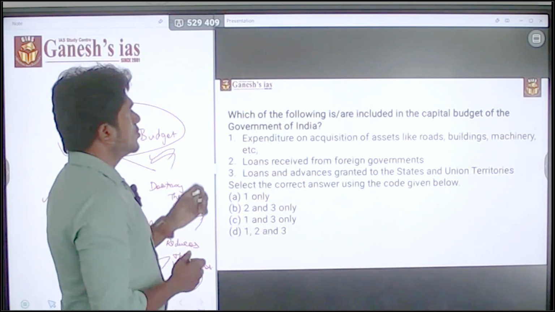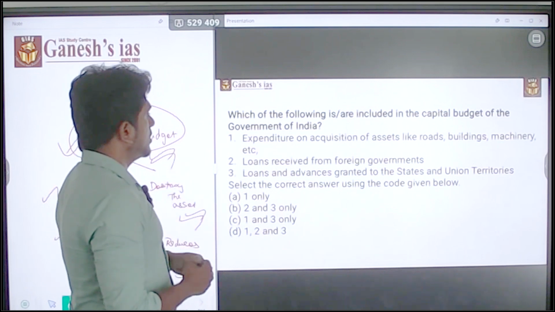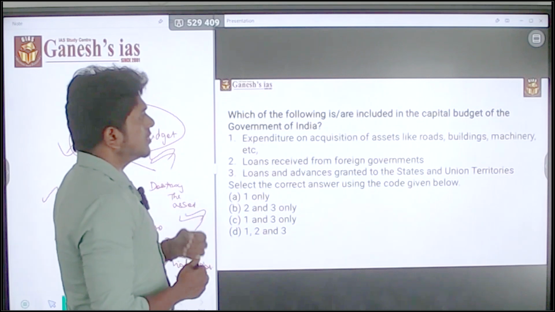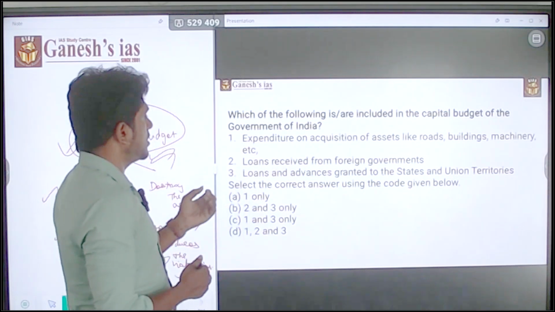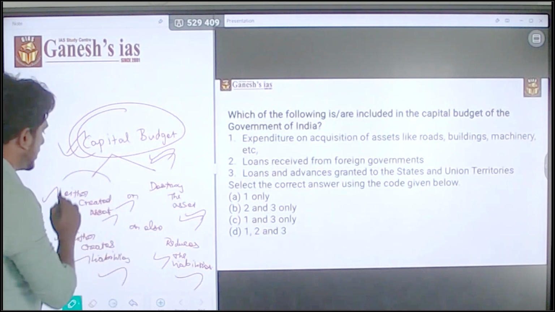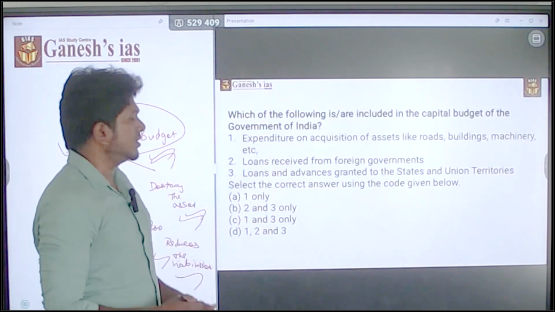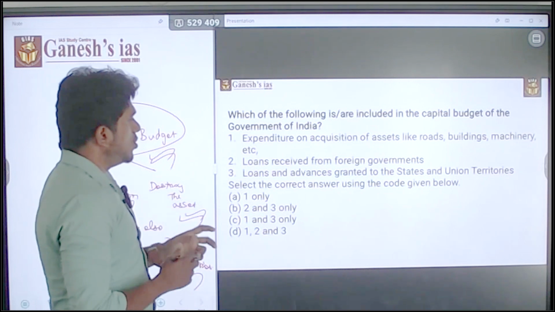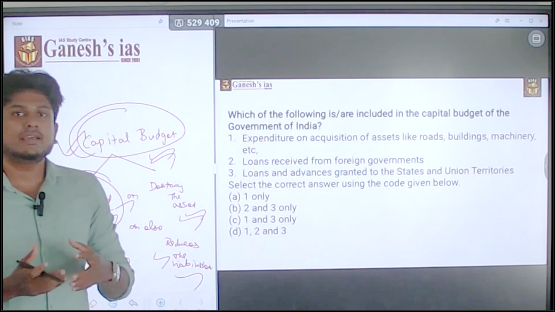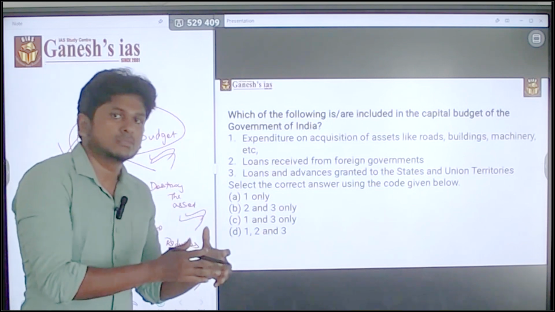So the question is all about a capital budget. The first statement is expenditures on acquisitions of assets like roads, buildings, machineries, etc. Obviously, that creates the asset. That is all about the first statement. The second one, loans received from the foreign government, which means we are making a liability, and we need to repay it in the future.